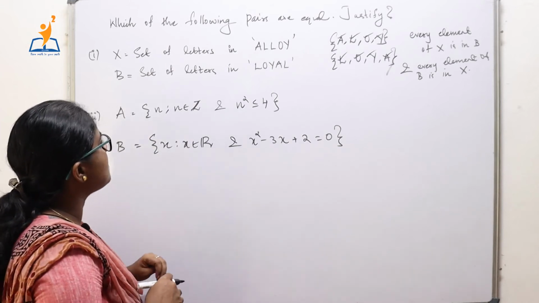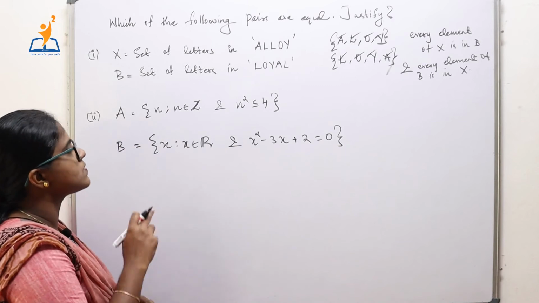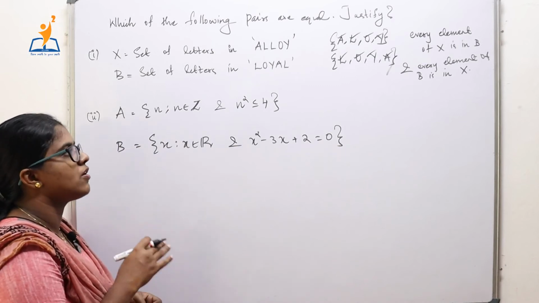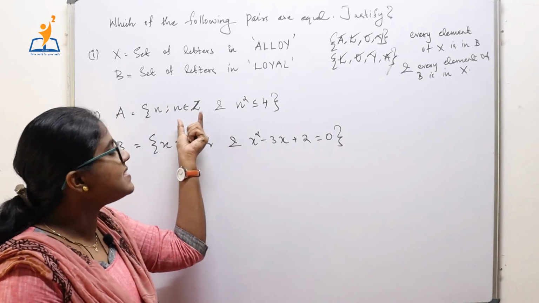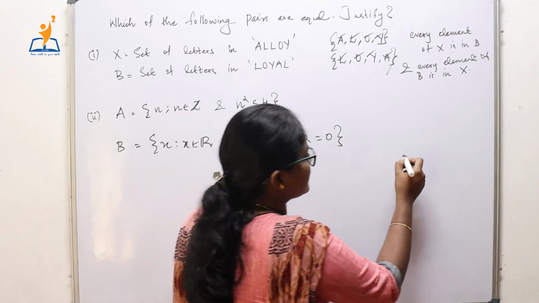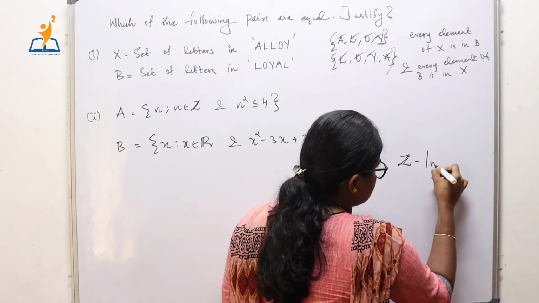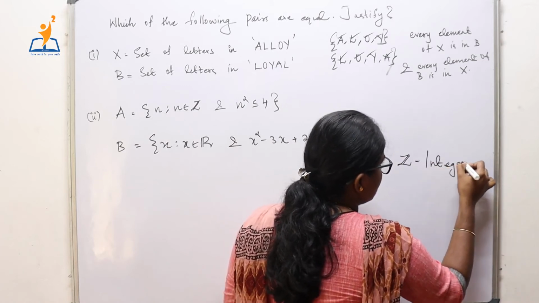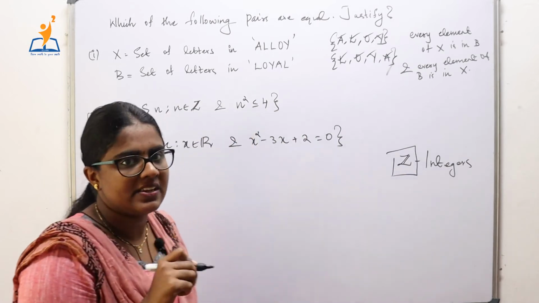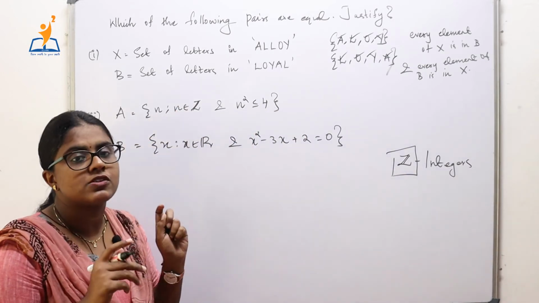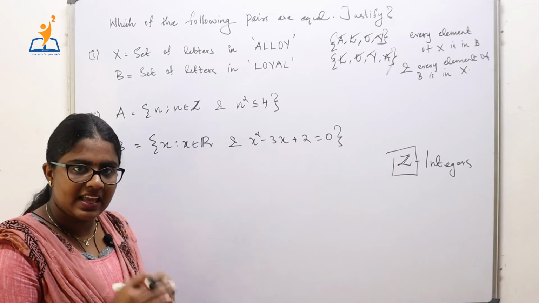Moving on to the second pair, we have A equal to the set of all n such that n belongs to Z and n square is less than or equal to 4. What is Z? Z denotes the set of integers. Always remember, this is the letter we use to denote the set of integers. n belongs to Z means n is an integer.